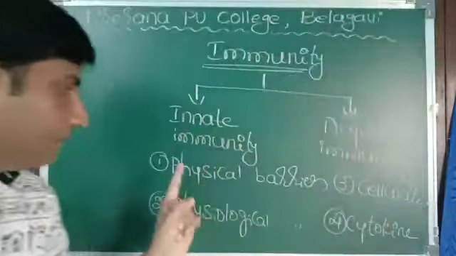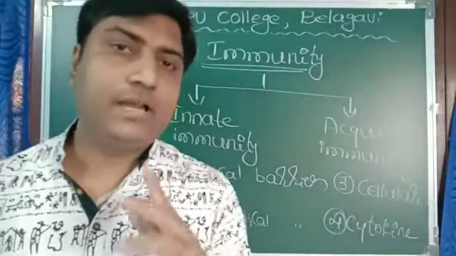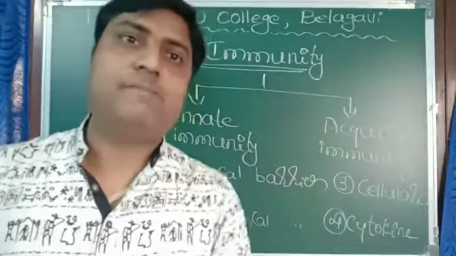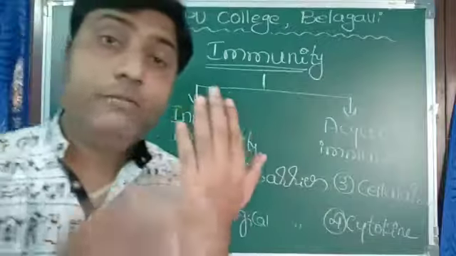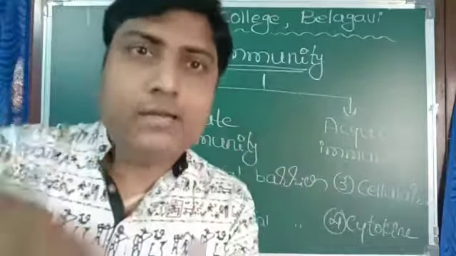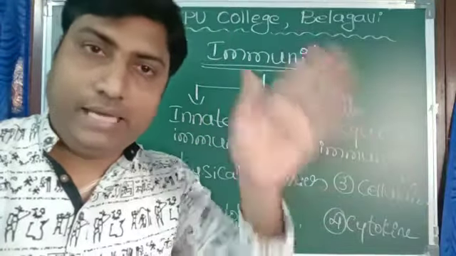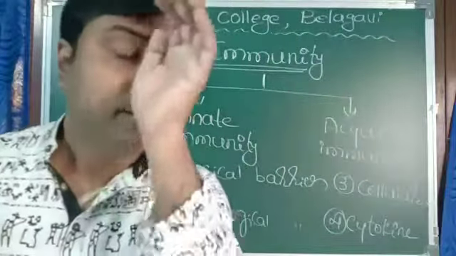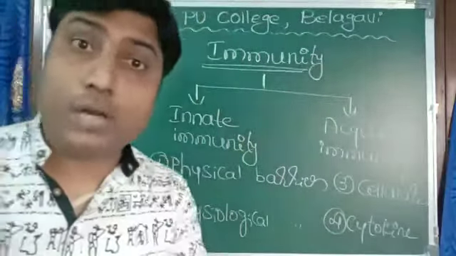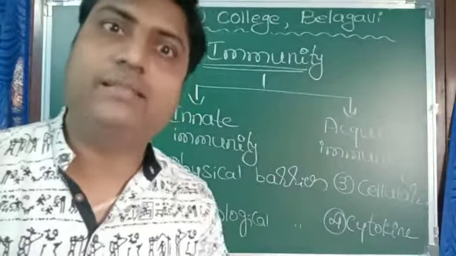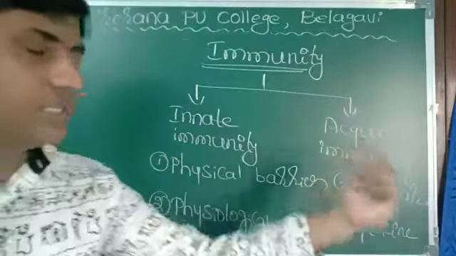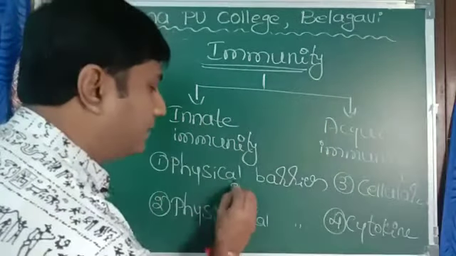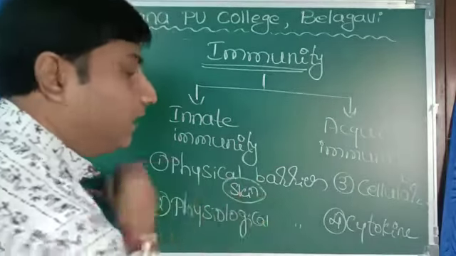Now first of all, physical barrier. The best example is our skin, our mucus lining. These are examples for physical barrier. Skin will not allow many of the pathogens to enter into our body. Then for our internal organs, there are some linings, mucus lining. It will not allow the pathogen to come in contact with the cells beneath them. That's why we consider them as physical barrier. So skin is an excellent example for physical barrier.